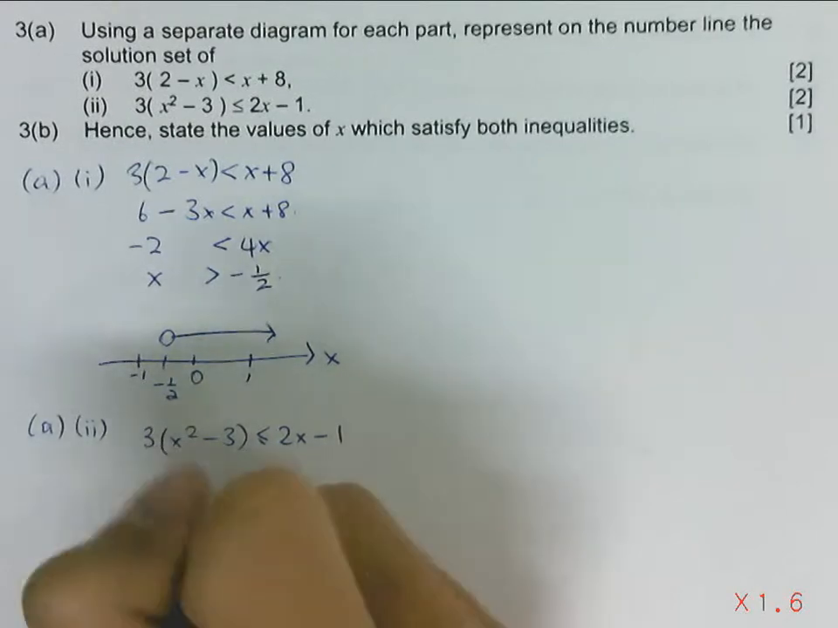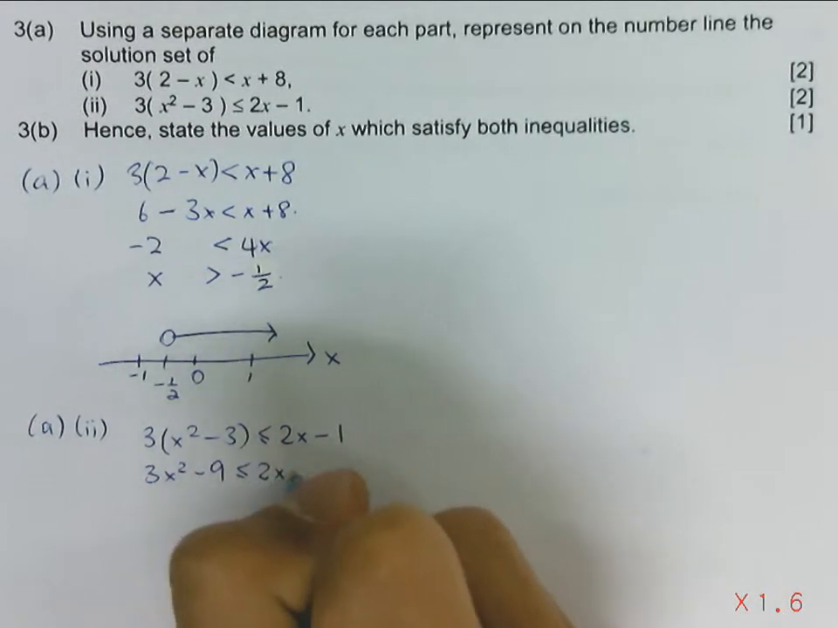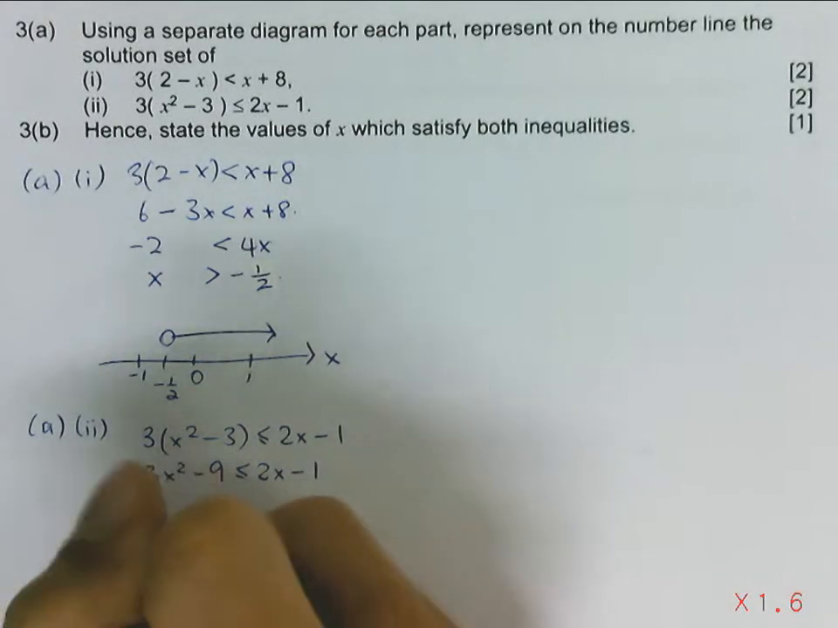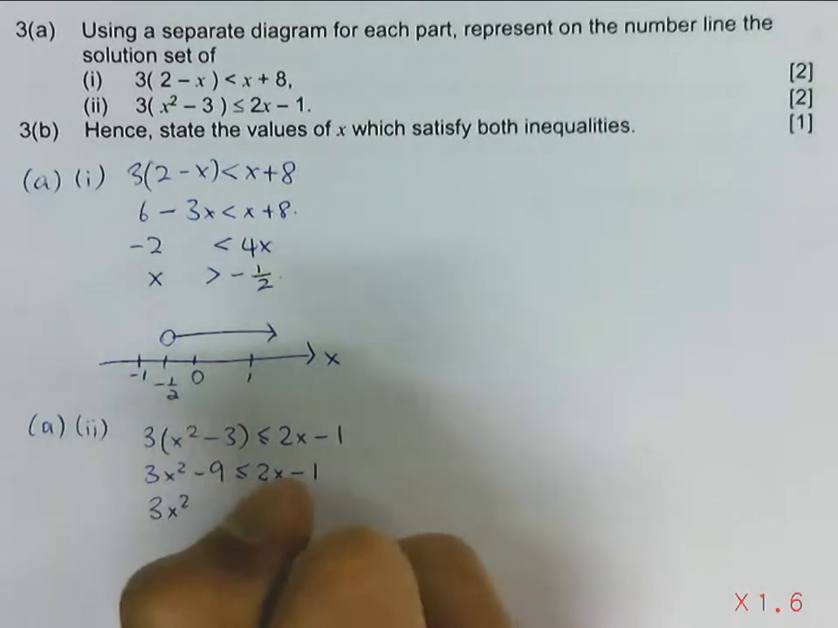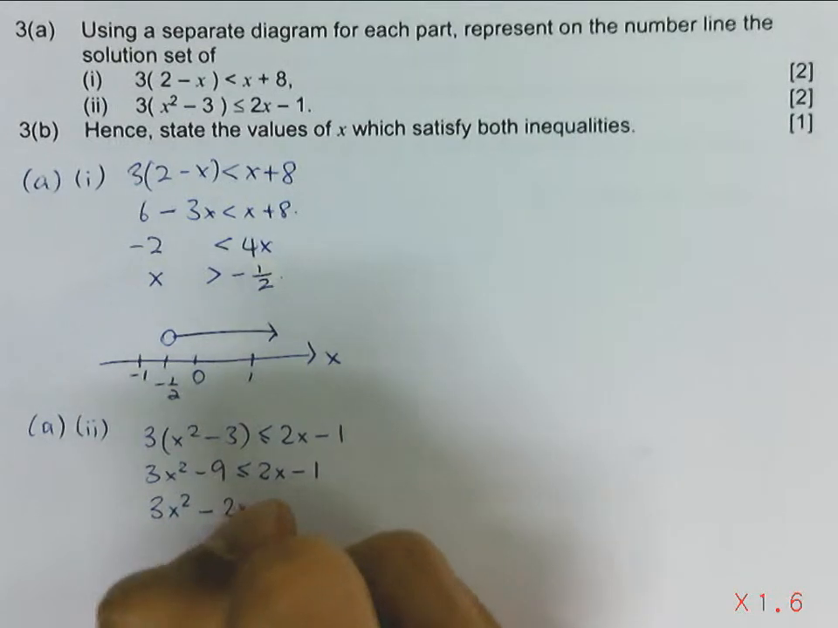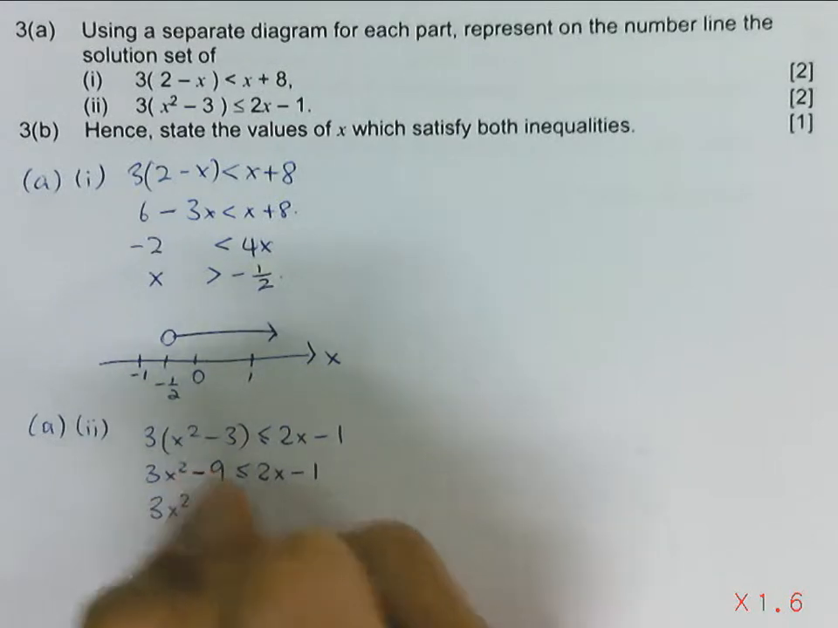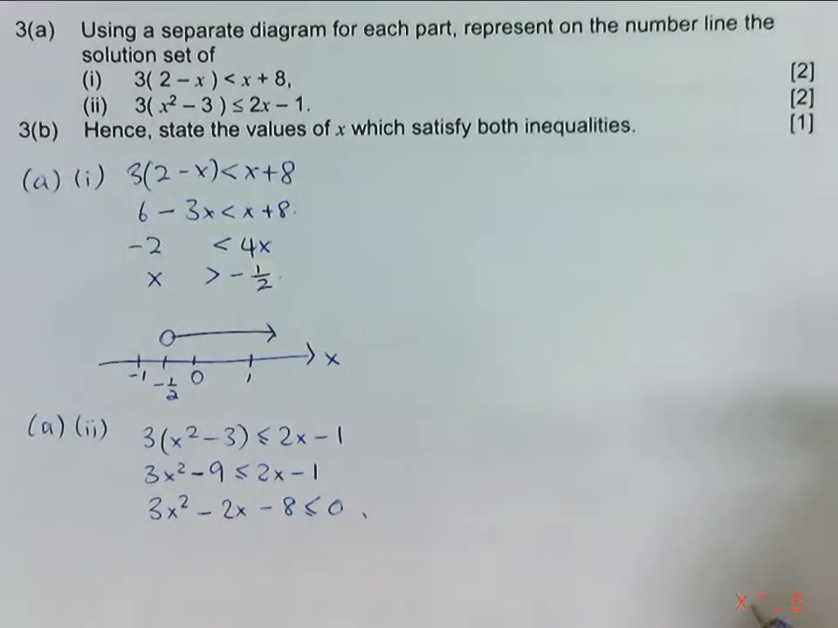expanding the left hand side will just give us 3x squared minus 9 less than or equal to 2x minus 1. So bring over to achieve a positive x squared, it will be easier to do. So negative 2x, just bring over negative 2x. Minus 1, bring over plus 1. So minus 9 plus 1 is minus 8, less than or equal to 0.